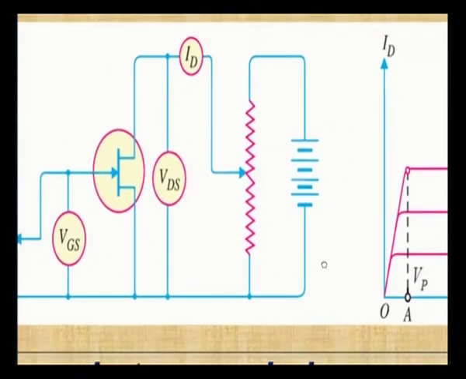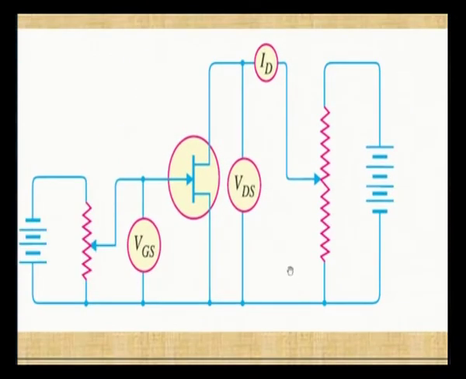And the circuit diagram for output characteristics will be like this, where we need a VGS. The voltmeter is connected here, the VDS is noted down here, and the ID current will be varied with the rheostat here. And this is a reverse biased voltage that is given for an N channel JFET.